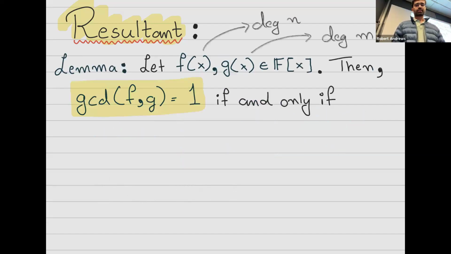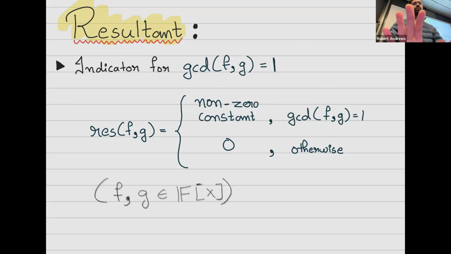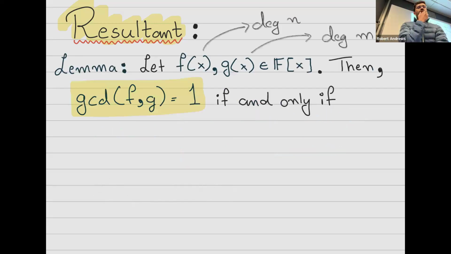Sorry, before I define it, just to set the stage, I will try to get a constant depth circuit for the resultant. So this is our task for the rest of the talk. And the ideas that are required for GCD are very related to this. Okay.